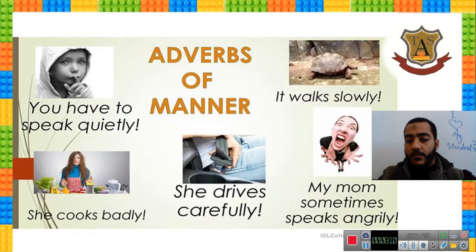My mom sometimes speaks angrily. Okay, you see the picture here? She's very angry. Angry, adjective. But angrily here is an adverb. Why? Because it describes speaks, the verb speak. So it's an adverb, okay?